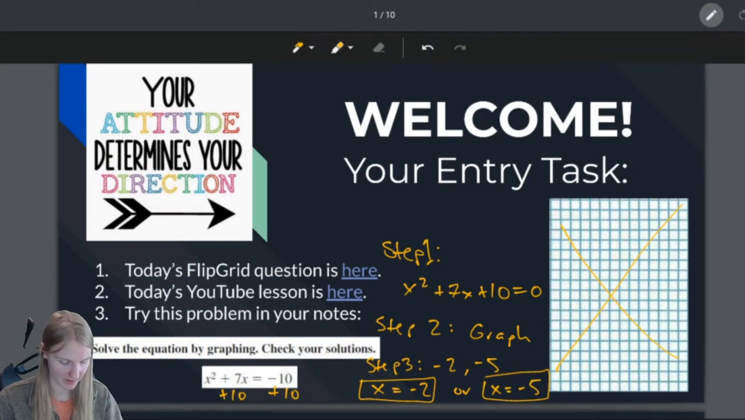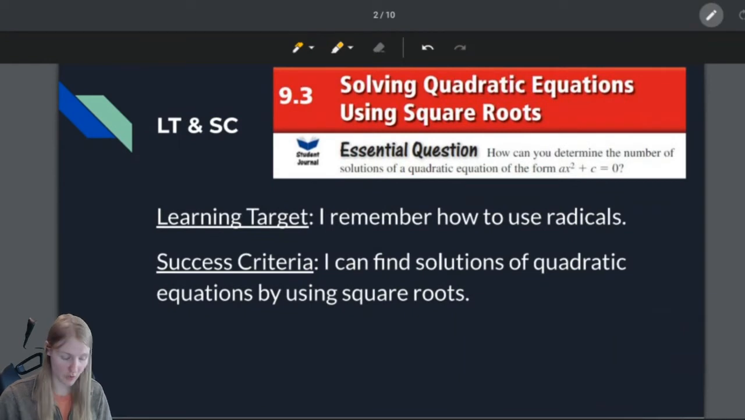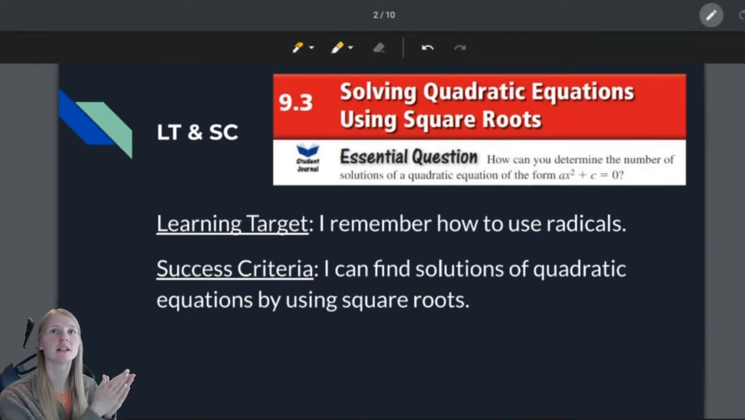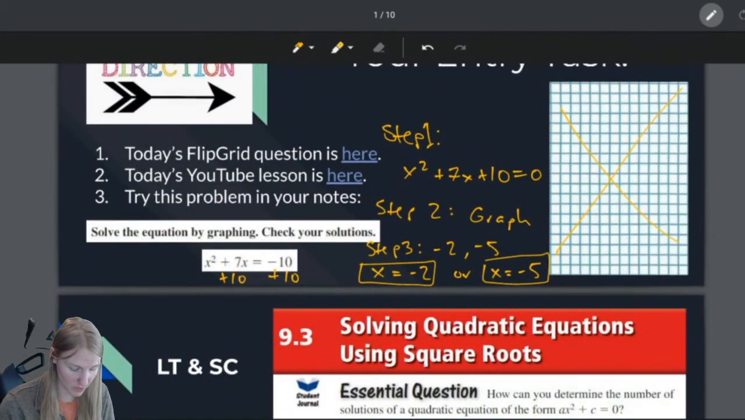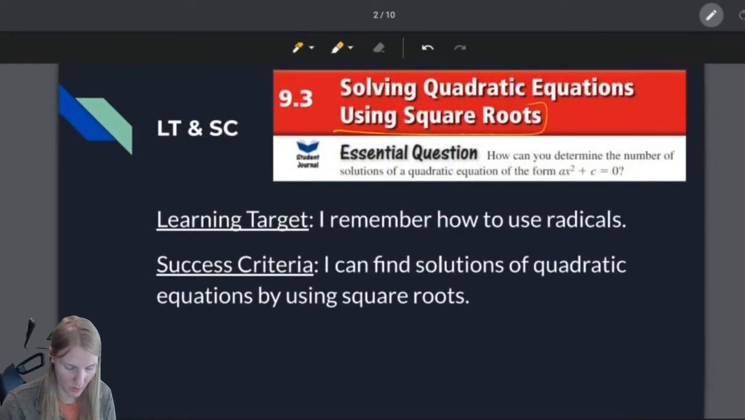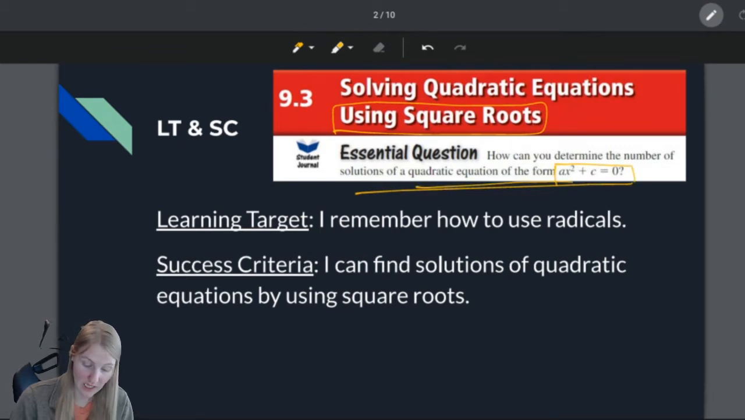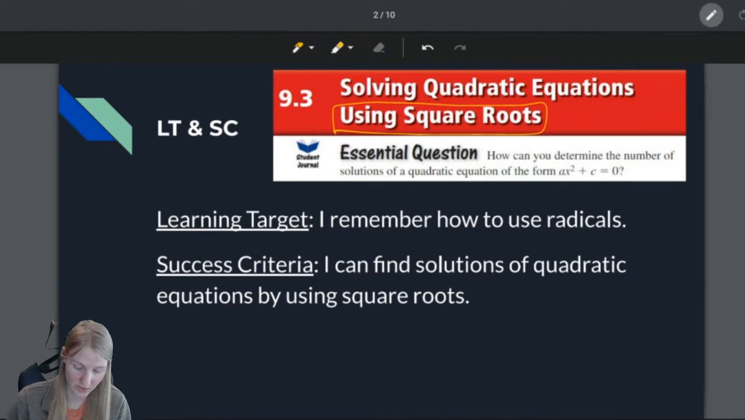Okay, but let's move on to what we have for today. Still in Chapter 9, moving on to the next portion of Chapter 9 about solving quadratic equations. So the same thing, we're going to be solving quadratic equations, but now we're going to be doing it by using square roots. Woohoo! Okay, so how can you determine the number of solutions of a quadratic equation of the form ax squared plus c equals 0?